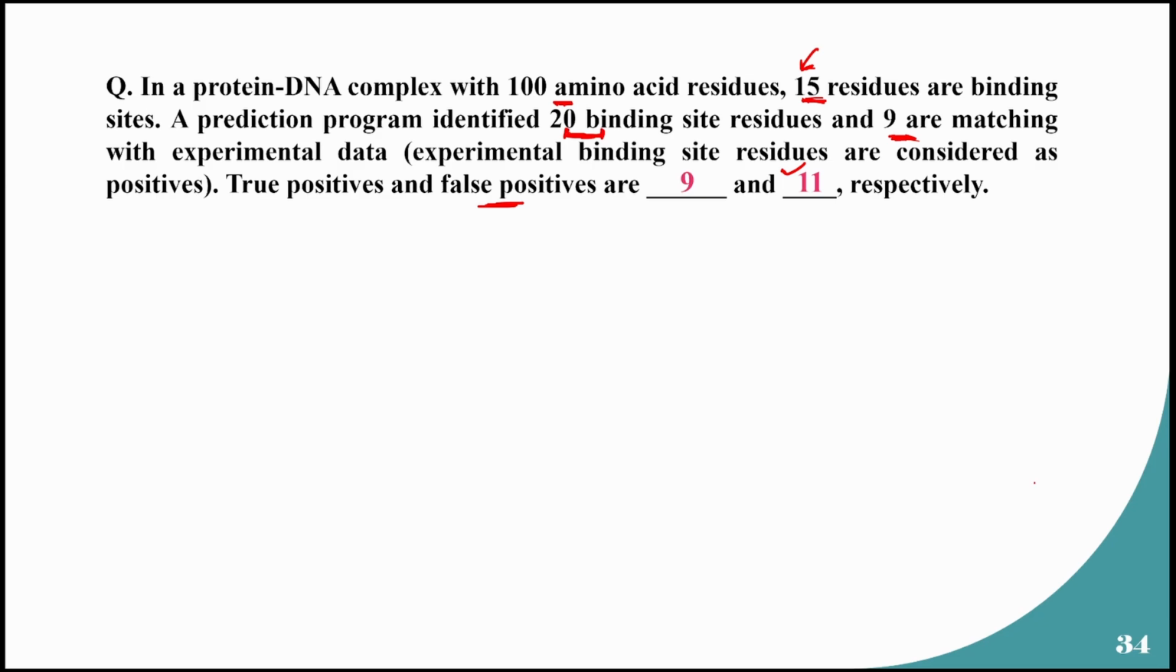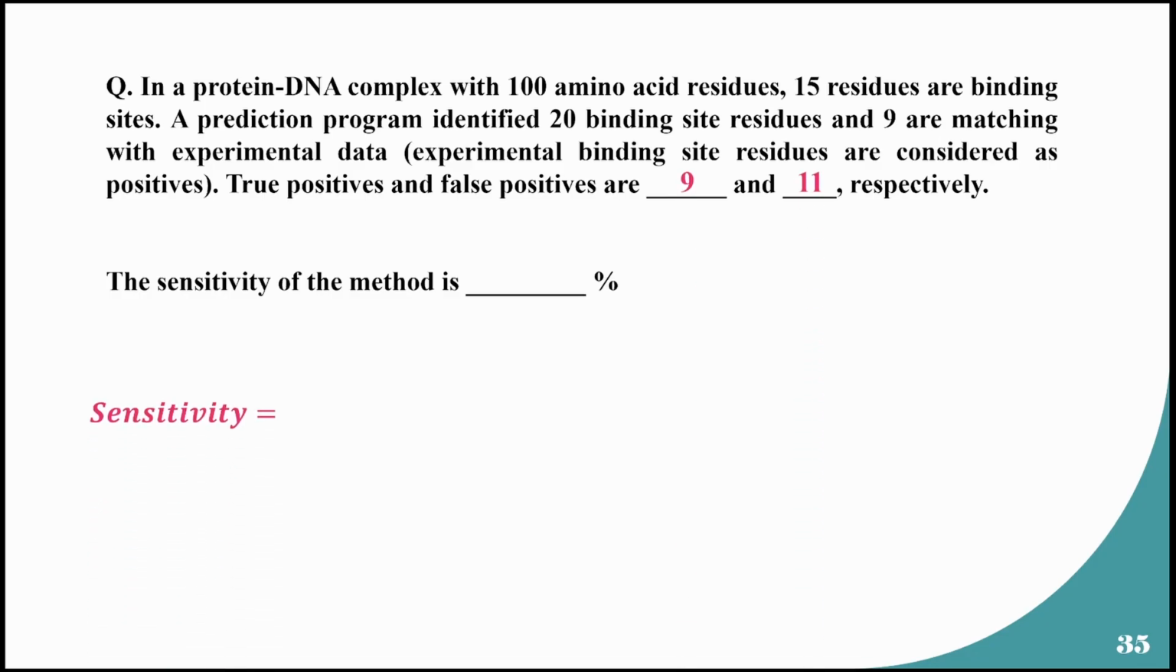So just be careful a bit. These types of descriptive questions can be a little confusing at first. So just think it through, take some time, and then try to find out the answer in your exam. And if you try to see the sensitivity of the method, of course, the sensitivity will be defined as, again, true positive rate. So true positive by true positive plus false negative.